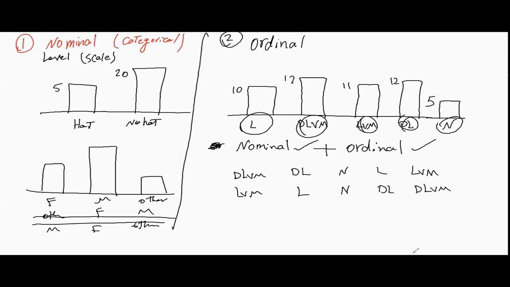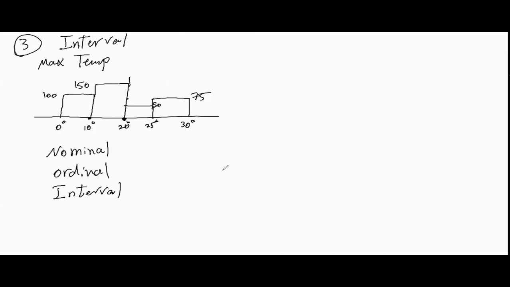But temperature is not only ordinal, but also it is interval. Because we know how much is the difference between 20 degrees and 10 degrees. Are you following me? Okay. Now there is one more higher level of data that is even richer than interval. And that level is ratio.